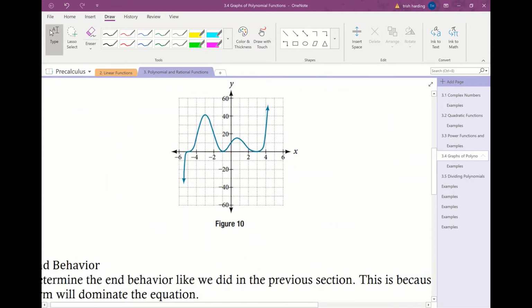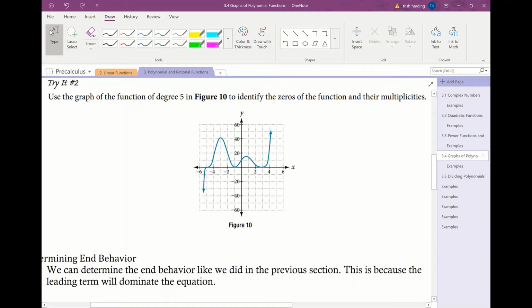So here we're going to use the graph of a function of degree 5 to identify the zeros of the function and their multiplicities. So I notice that I might have one here at approximately negative 5. So that means it's going to be x plus 5. And notice it goes through, but it does stretch out a little bit. So I'm going to guess that this one is 3, since it just doesn't go straight through.